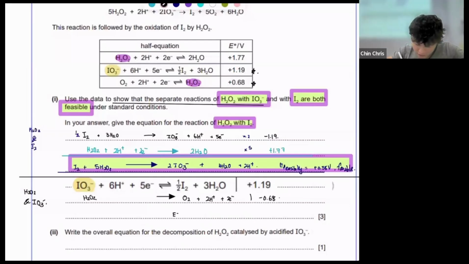And your E cell, E feasibility this time is how much? How much? Help me calculate. Oh, my mental math is not working now. 0.51, right? Do you see that it is still feasible? Understand? Are you guys getting better in doing this type of question? Sure. Go and try more, yeah.